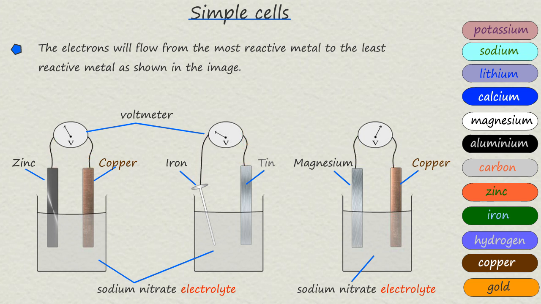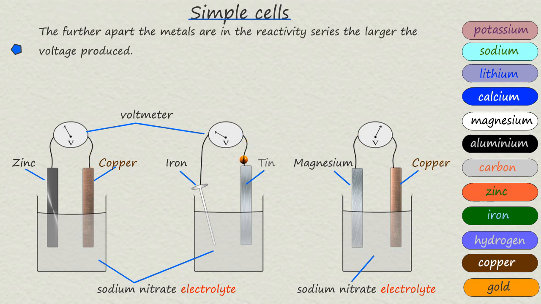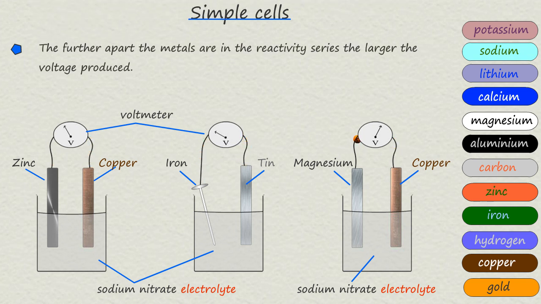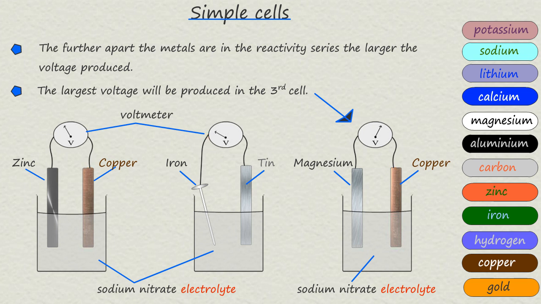Now, there are several factors that will affect the size of the voltage produced in each of the cells, but perhaps the most significant factor you should consider is this: the further apart the 2 metals in the cell are in the reactivity series, the larger the voltage produced. So in the example shown, the 3rd cell contains the 2 metals magnesium and copper. These 2 metals are further apart in the reactivity series than the metals in the other 2 cells, so the 3rd cell will produce the largest cell voltage.